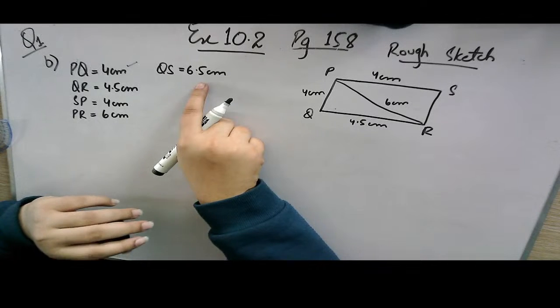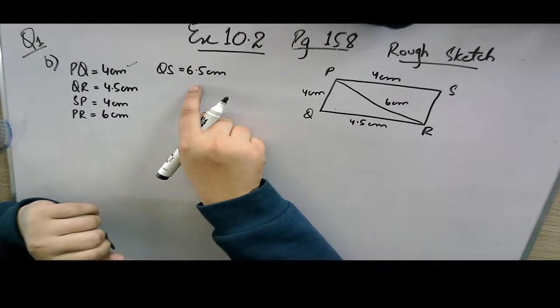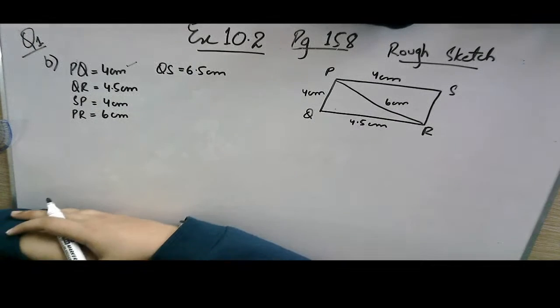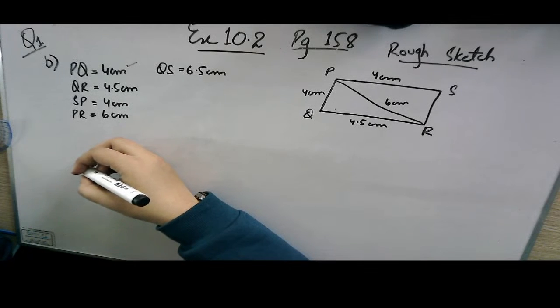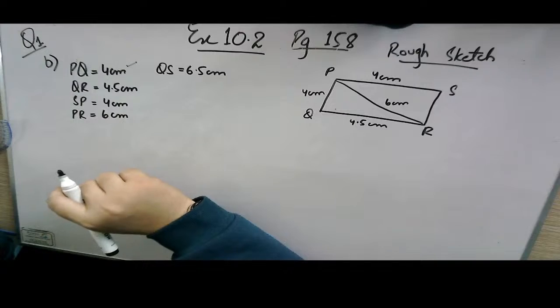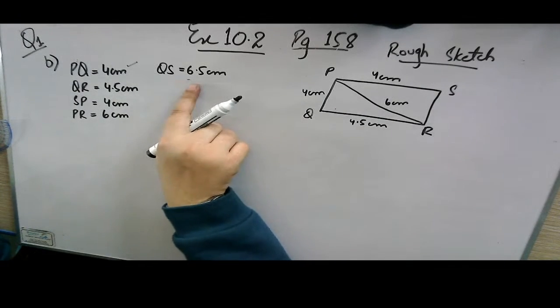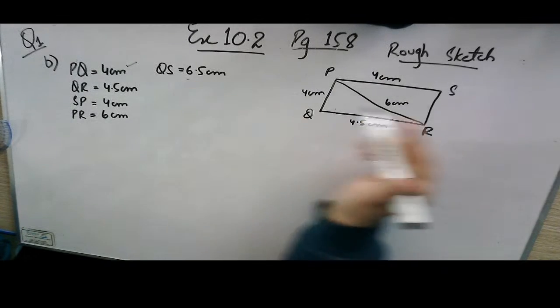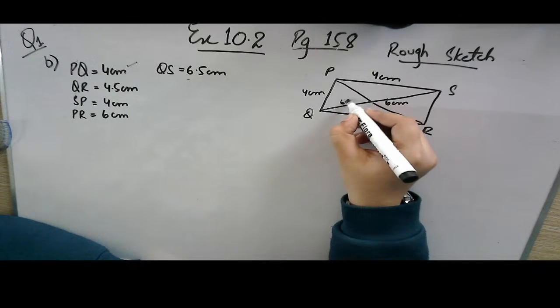Yes, you have to complete this question same as exercise 10.1. First of all, you have to copy question number 1. After that, write down the steps of construction, and on the next page you have to construct the figure. Now the last one is QS, which is equals to 6.5 centimeter. So QS will be 6.5 centimeter.